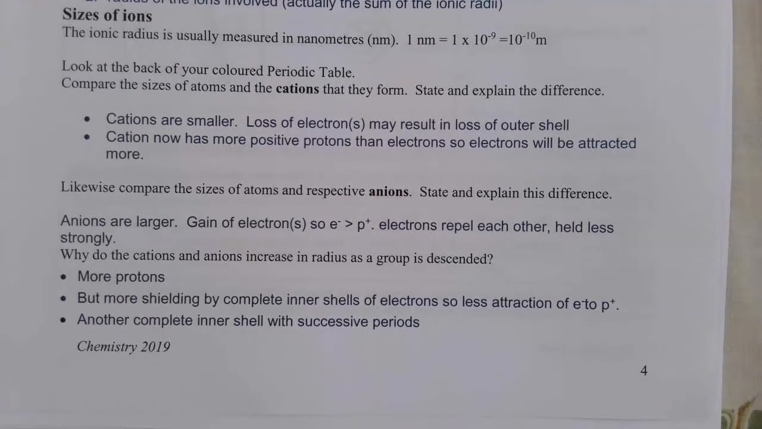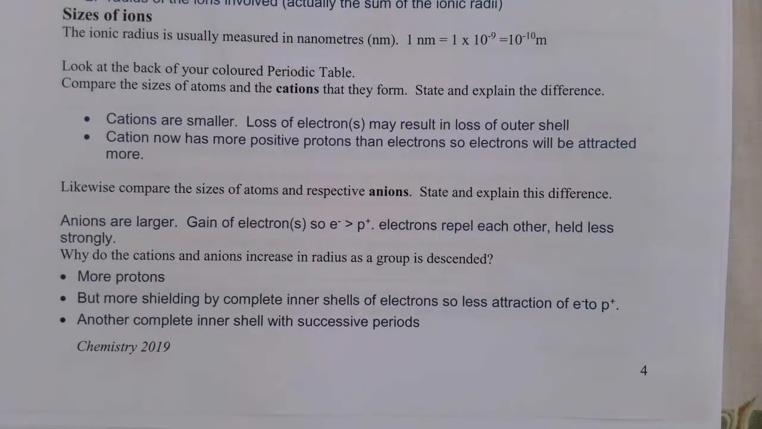So those electrons are going to be pulled in tighter towards the nucleus. You could also, if you've lost an outer shell of electrons, also have lost a level of shielding. All of these impact on the size of the cation, making them smaller than their parent atom. Anions, on the other hand, are larger than their parent atom. You've gained electrons, so you've got greater electron repulsion, so they're held less strongly.